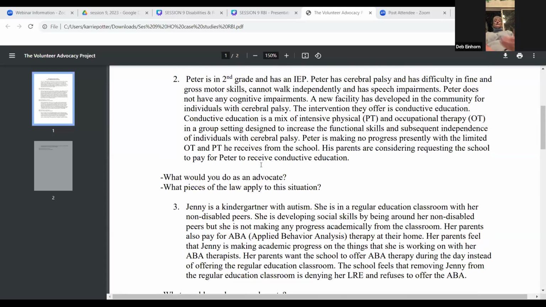And then this is another case where a parent could request an independent educational evaluation by an outside OT and PT evaluators to see if they have some different recommendations from what the student is currently receiving.